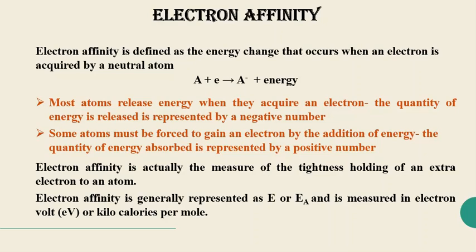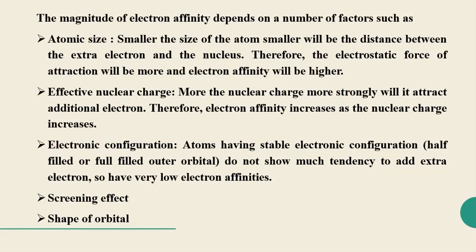Electron affinity is generally represented as E or EA and is measured in electron volts (eV) or kilocalories per mole. The magnitude of electron affinity depends on a number of factors such as atomic size, effective nuclear charge, electronic configuration, screening effect, and shape of orbital.